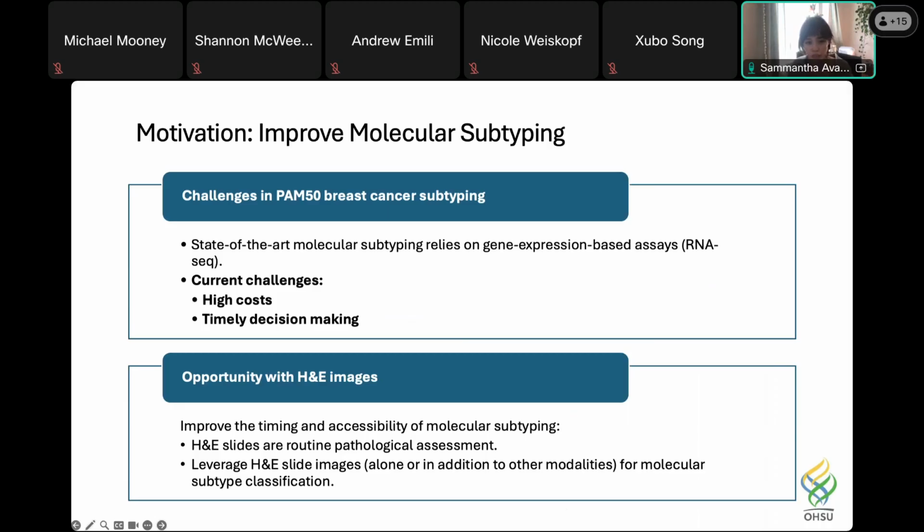And so an advantage of using this data type is that H&E slides are considered standard of care during diagnoses, as well as the fact that these slides are commonly digitally recorded as whole slide images. In addition to this, with the increase of digital pathology, these slide images have also become increasingly available in large public databases, such as the Cancer Genome Atlas. And so, considering this, we were motivated to see if we can use H&E slide images alone or in addition to other data types for molecular subtype classification.